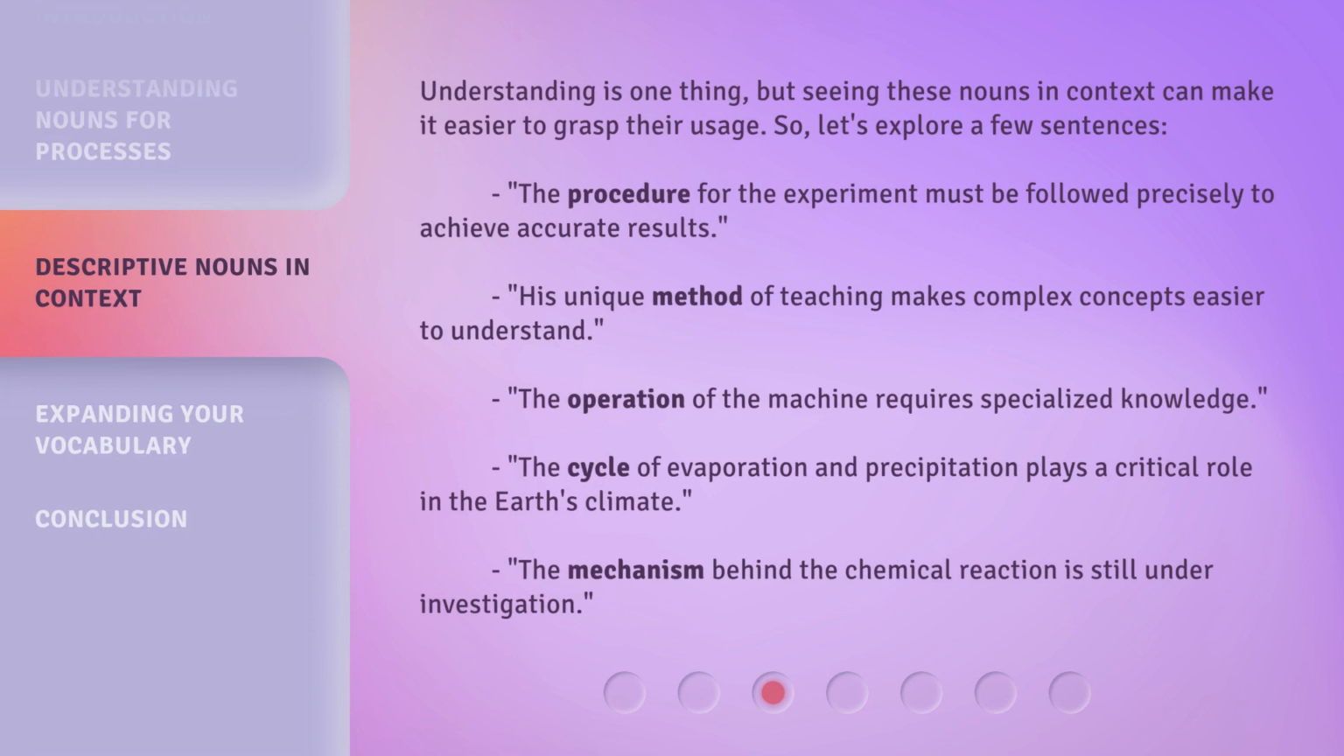Understanding is one thing, but seeing these nouns in context can make it easier to grasp their usage. So, let's explore a few sentences. The procedure for the experiment must be followed precisely to achieve accurate results. His unique method of teaching makes complex concepts easier to understand. The operation of the machine requires specialized knowledge. The cycle of evaporation and precipitation plays a critical role in the Earth's climate. The mechanism behind the chemical reaction is still under investigation.